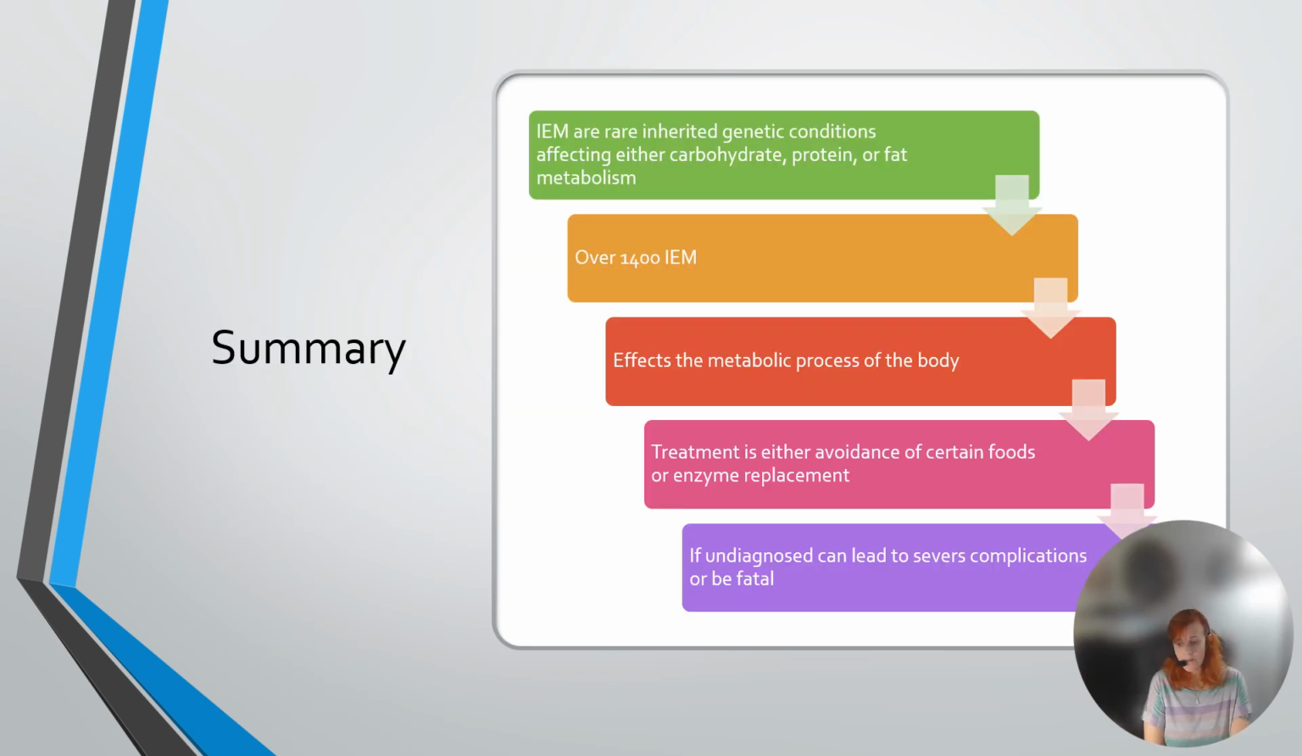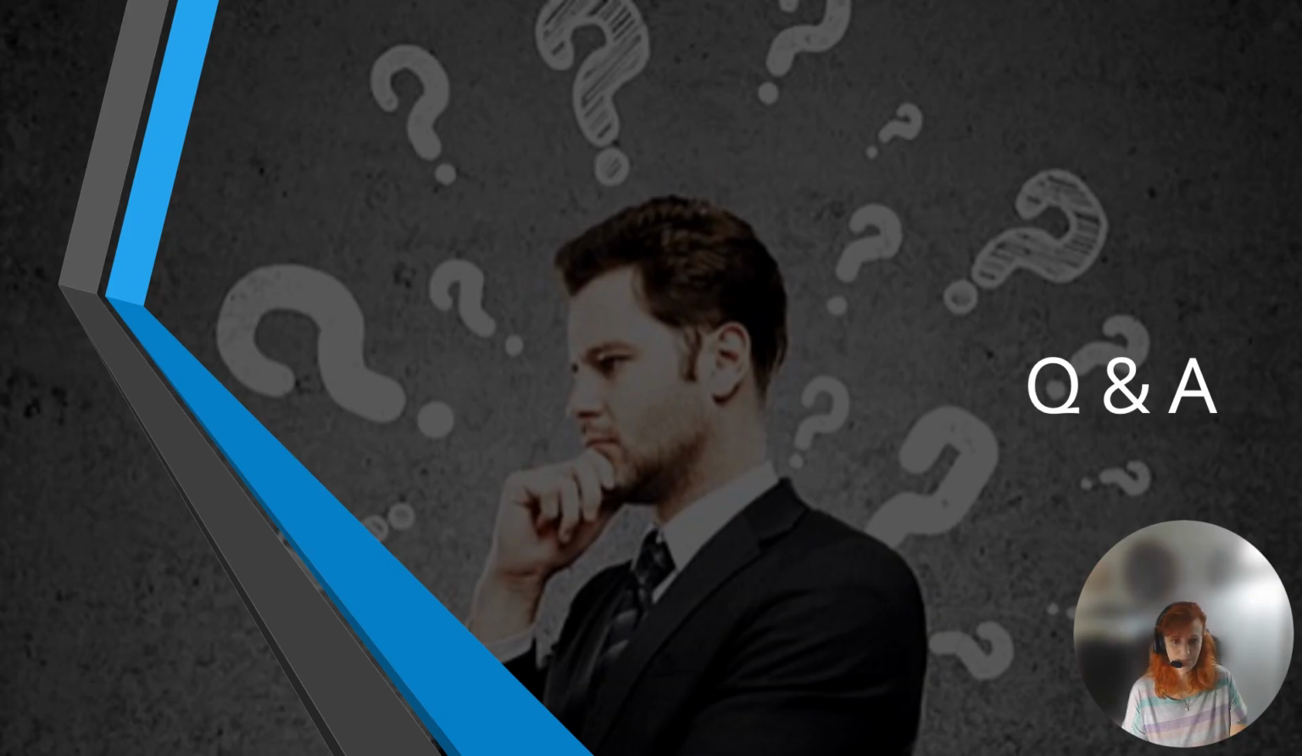All right, so in summary, they are rare inherited genetic conditions affecting either your carbs, proteins, or fat metabolism. All right, the metabolic process. There are over 1,400 of them. It's either avoidance of certain foods or enzyme replacement that is the best treatment. And definitely, if it's undiagnosed, it can lead to severe complications or be fatal for these newborns. So diagnosing by our screenings is very important. All right, I hope this was interesting. I hope you learned a little bit about IEMs. All right, and now we are going to do our knowledge check.